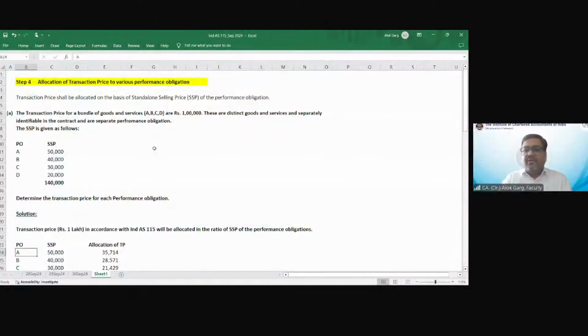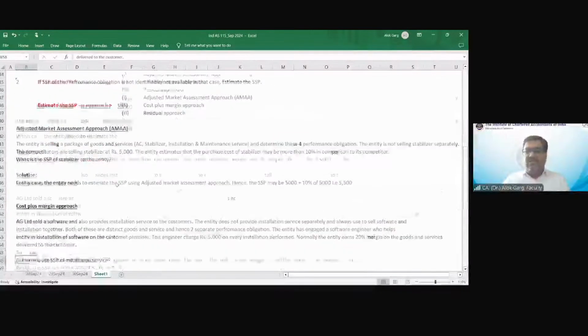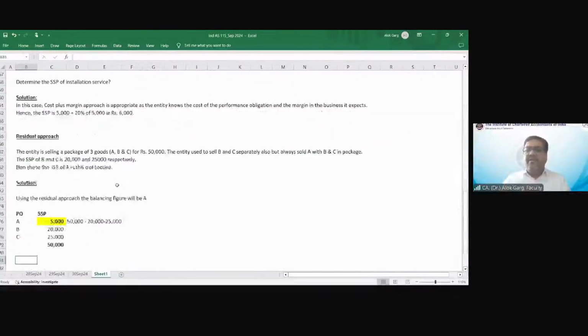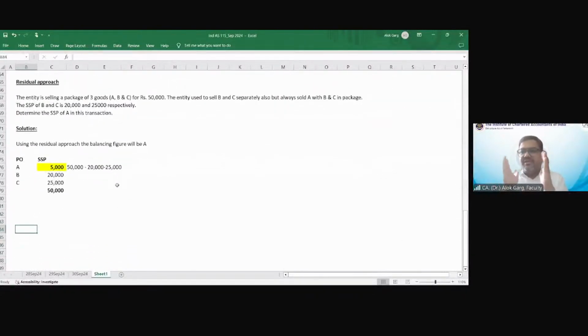Students, so we discussed that the standalone selling price is more like a fair value. It is computed, identified on the basis of the fair value observable inputs, right? But if it is not there, in that case, you will discuss the allocation of discount, right? Whatever is the transaction price, it needs to be allocated on the basis of the standalone selling price of performance obligations.